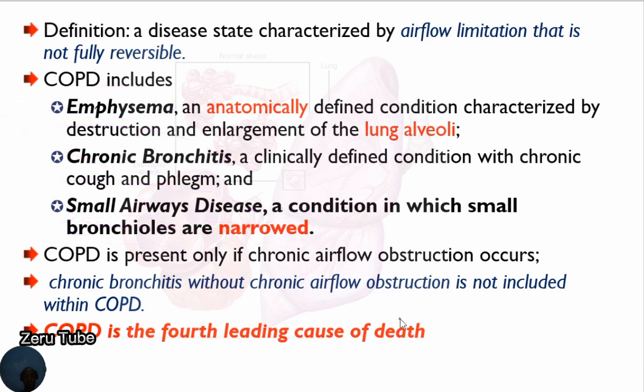So COPD is present only with chronic airflow obstruction. Chronic bronchitis without chronic airflow obstruction is not included within COPD. Look, emphysema, chronic bronchitis, and small airway disease are included under COPD. But to say chronic bronchitis is included under COPD, there should be chronic airway obstruction. Without chronic airway obstruction, chronic bronchitis is not included within COPD. COPD is the fourth leading cause of death.